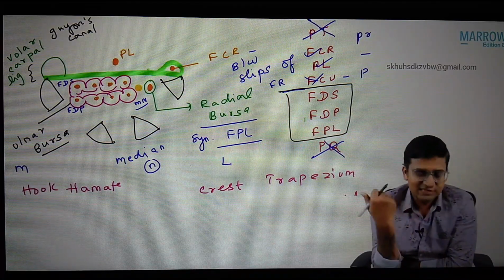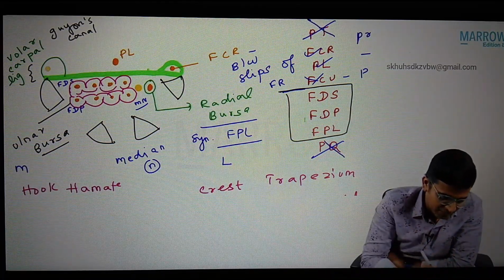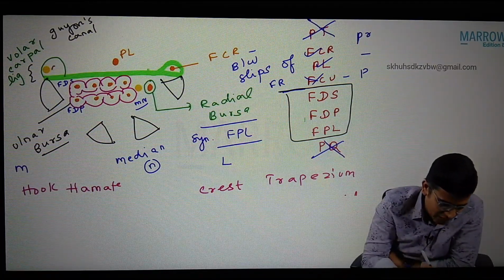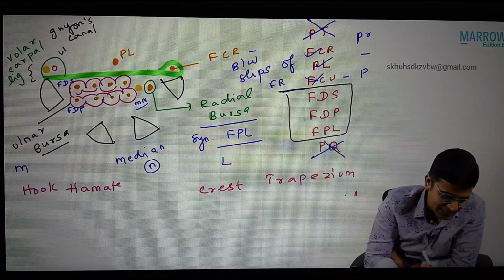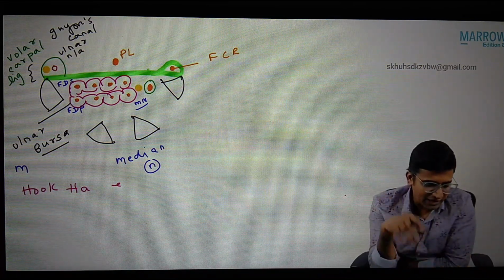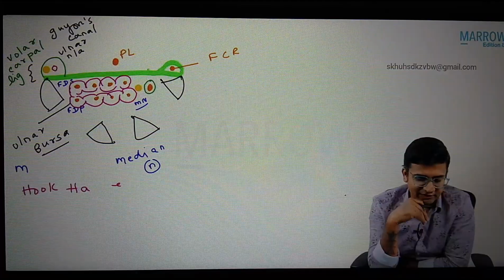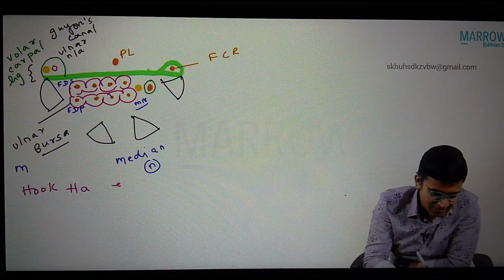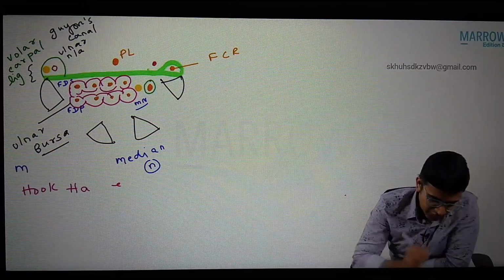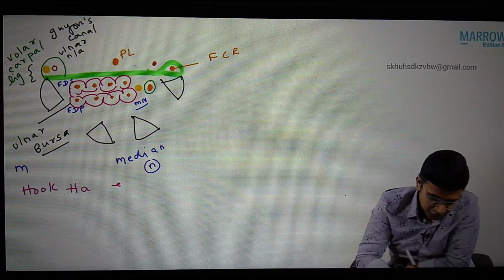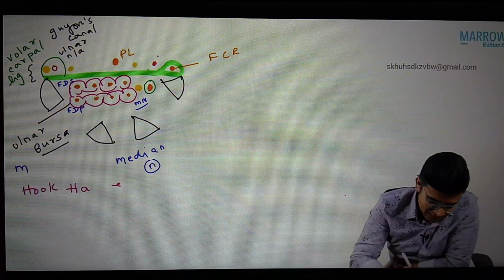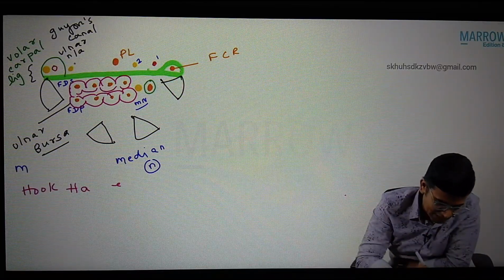So the structures passing through the Guyon's canal, your ulnar nerve and ulnar artery. So ulnar nerve and ulnar artery passing here. Okay. So ulnar nerve and ulnar artery, they are passing above the ligament in Guyon's canal. We have three more structures passing above the ligament. Now one artery on the lateral side and two cutaneous nerves, this one and this one. So I'm going to mark, this is 1, this is 2 and this is 3.